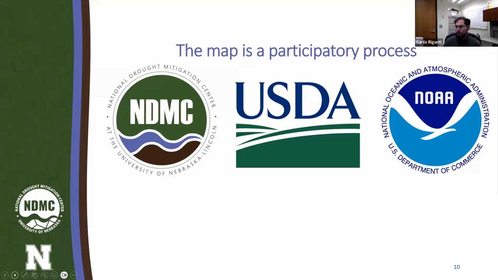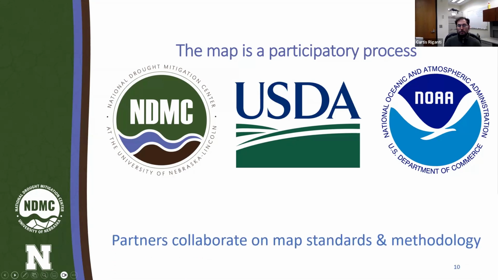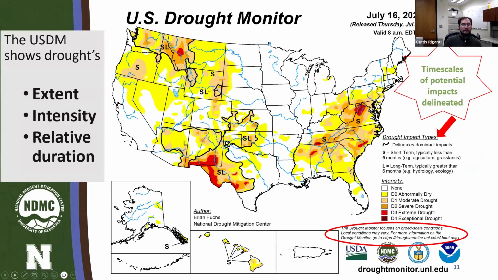And again, it's a participatory process between the Drought Mitigation Center, USDA, and NOAA. We all have authors at each of these different shops who are responsible for the map individually each week, but we collaborate with each other on the standards and methodology that we're using when producing the map.